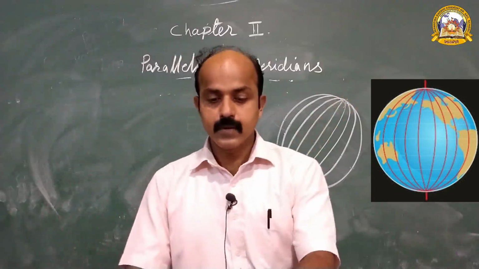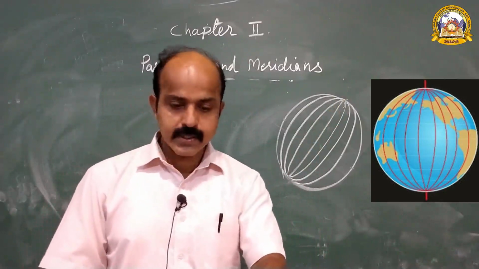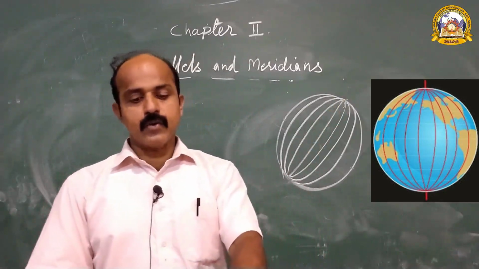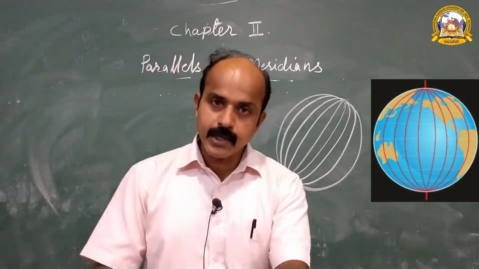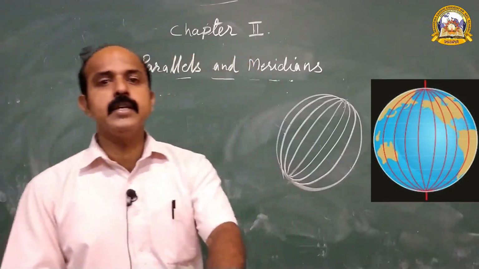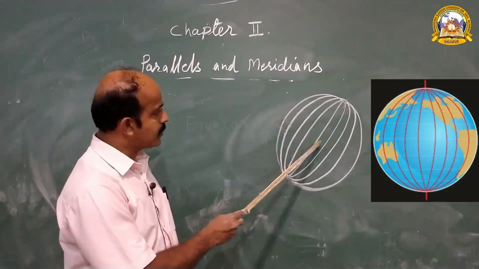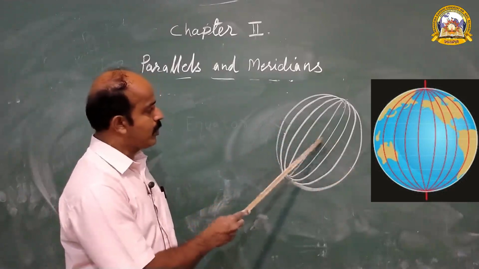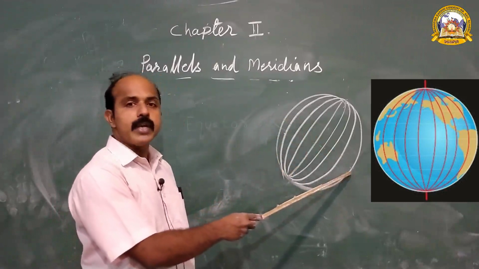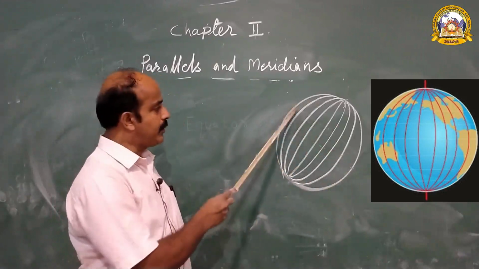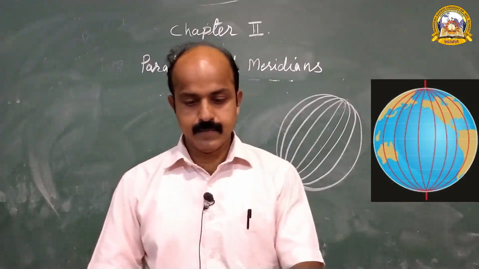So, if we move away from the prime meridian towards the east or the west, we reach halfway round the Earth at 180 degrees. That means how many imaginary lines will be there? 180 meridians will be there from the prime meridian towards the west, and also from here to here, there will be 180 meridians. Total, how many meridians will be there? There will be 360 meridians.